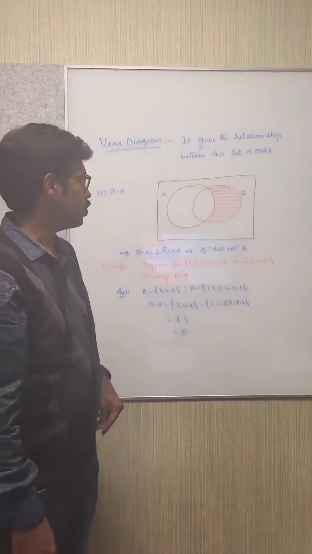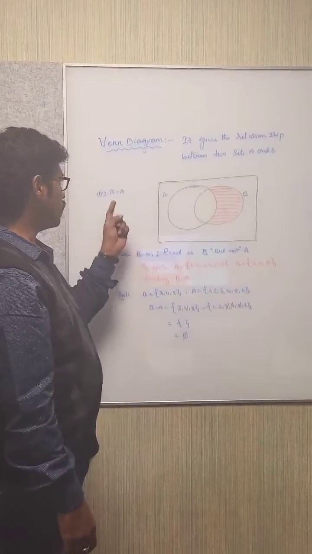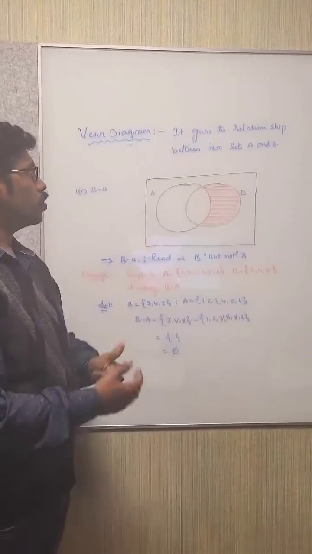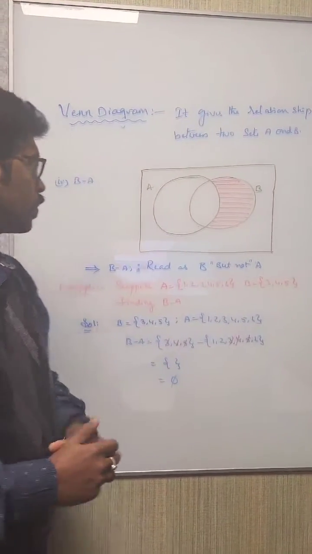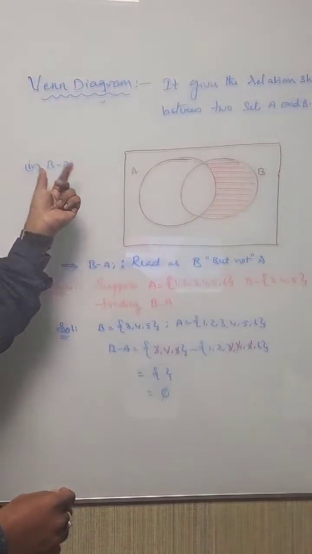Today we are going to discuss the fourth Venn diagram model, that is B minus A. But before going to that, what is a Venn diagram? It gives the relationship between two sets A and B. Okay, from B minus A, what do you observe?